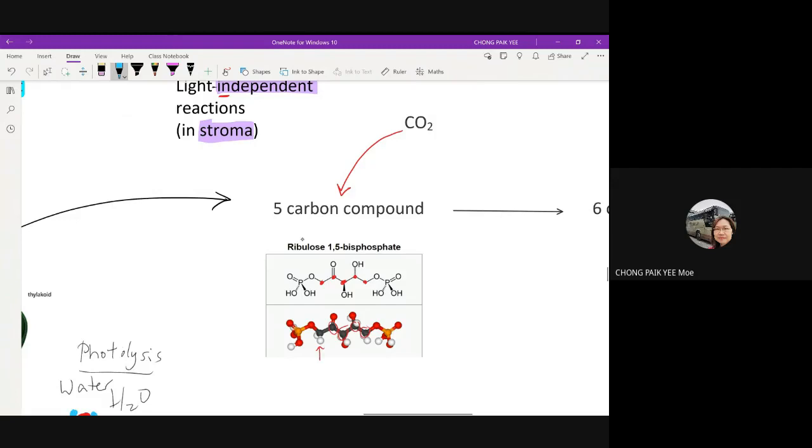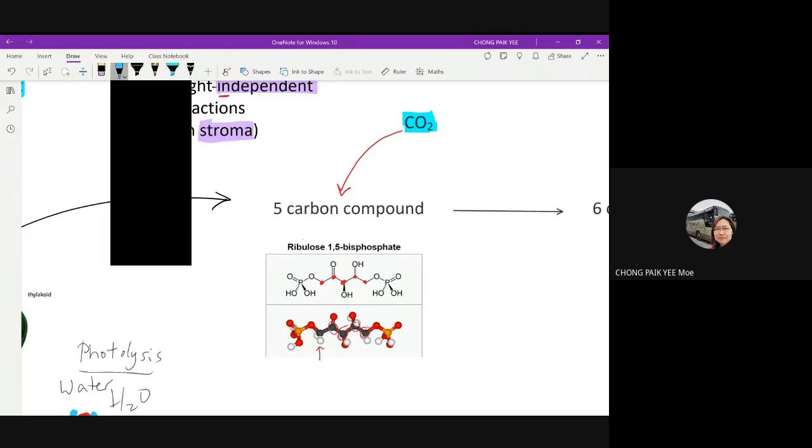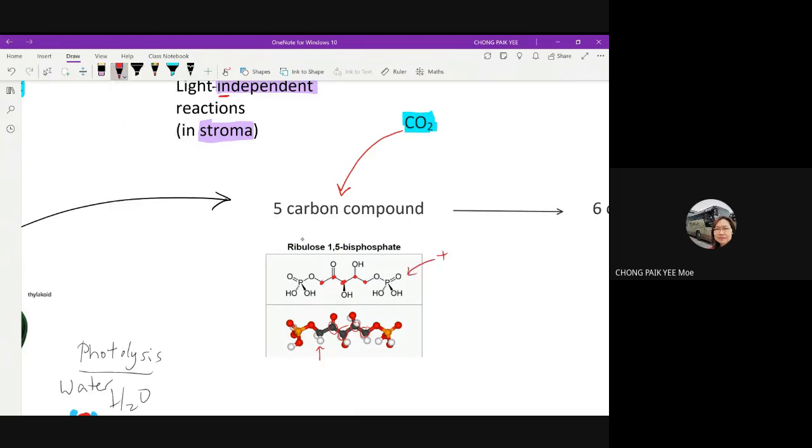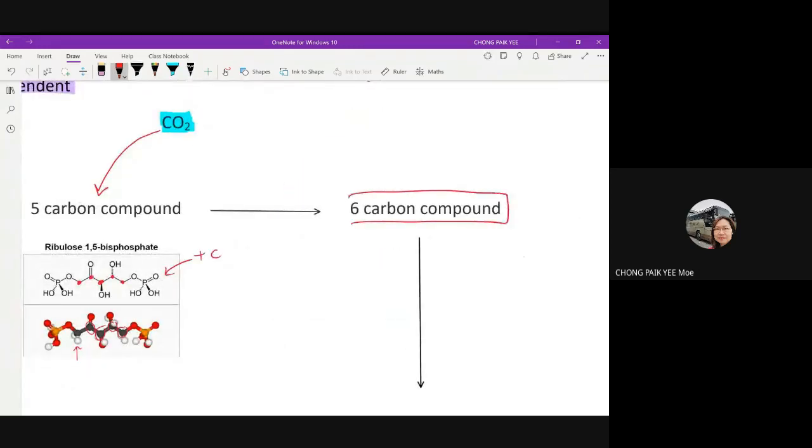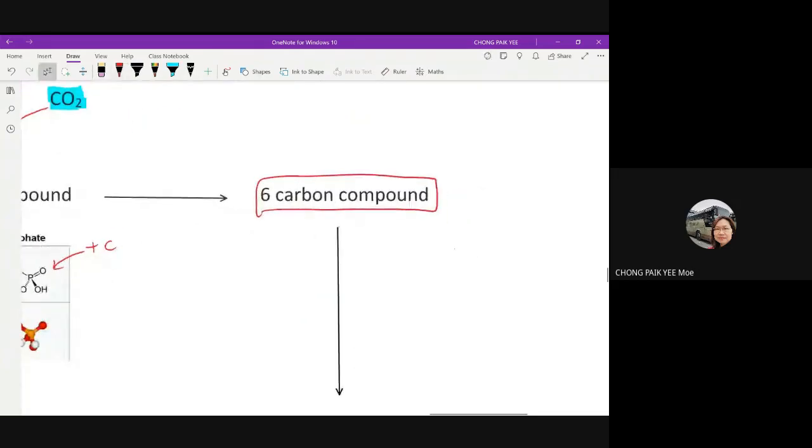Now you see the role of carbon dioxide. Carbon dioxide comes into the picture now. It joins with your 5-carbon compound. Let me draw something here. When carbon dioxide adds another carbon, you produce a 6-carbon compound. Makes sense, isn't it? 5 plus 1, you get 6. I'm not going to draw the picture of this compound because it is very complicated. So now you have a 6-carbon compound.